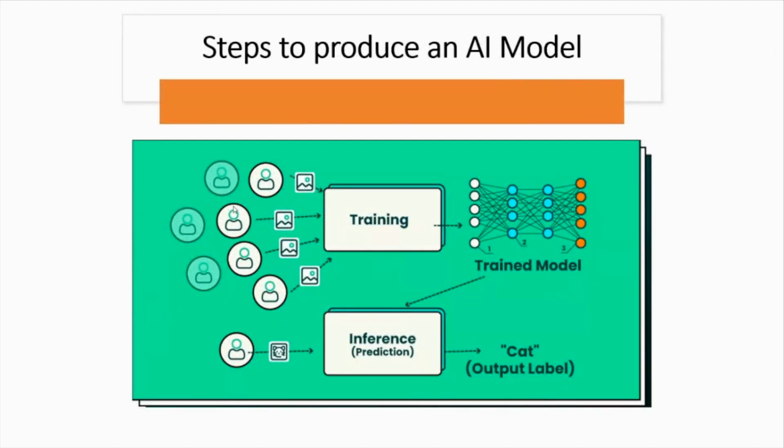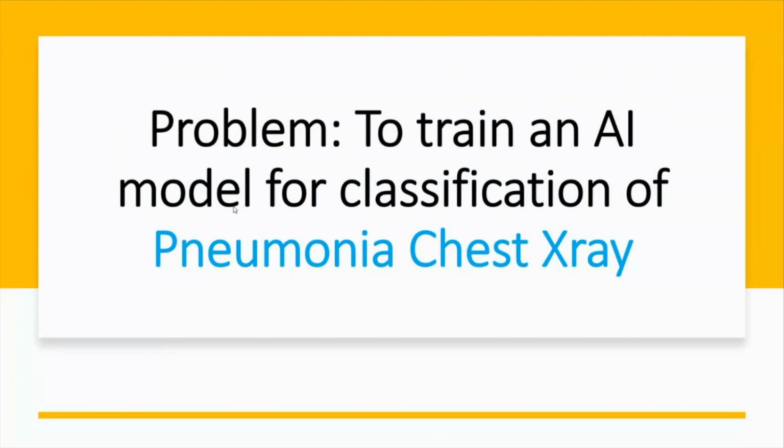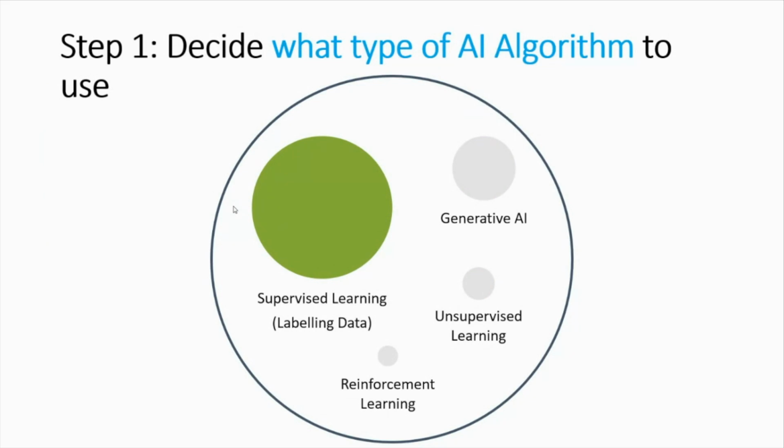So we come to a step on how to produce AI models, just to tell you how it works. Our problem is how to train an AI model for classification of pneumonia chest X-ray. Now I have a lot of X-rays, and the radiologist wants to know how can I save my time on classifying the pneumonia chest X-ray. So what should we do? The first step is we need to decide what type of AI algorithm to use. As we said just now, we already have a lot of data previously that labeled pneumonia X-rays already. So we choose supervised learning, the labeled data.